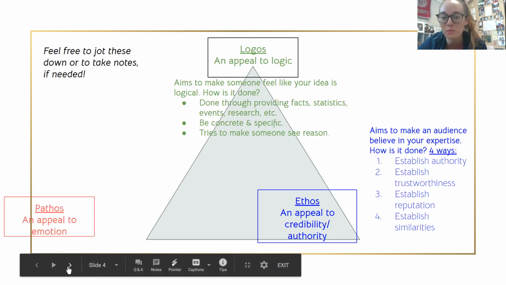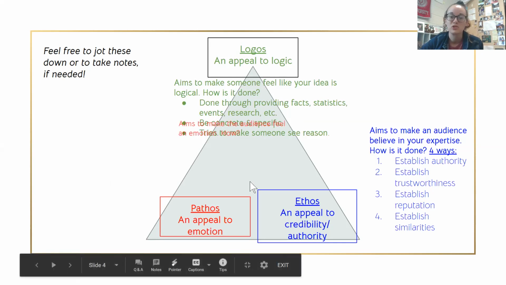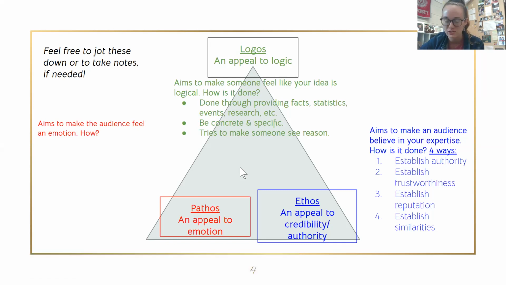All right, the third appeal, and my personal favorite, is an appeal to emotion, which is pathos. Now, pathos aims to make people feel things. So unlike logos that makes people believe you because of evidence, and unlike ethos that makes you believe something because someone is an authority figure that you can trust, pathos is sheer emotional manipulation. It aims to make someone feel and be persuaded because you have made them feel something.